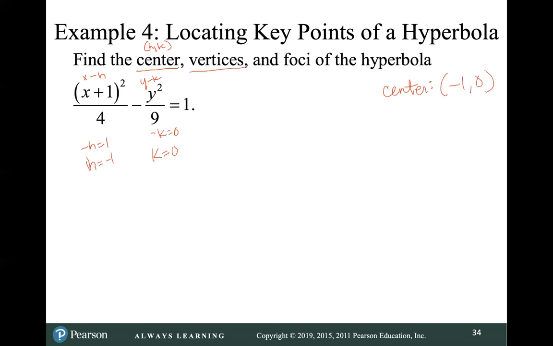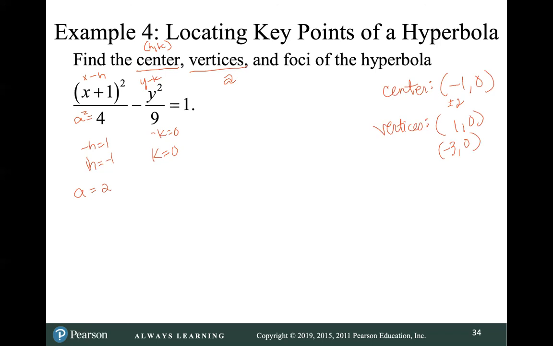Vertices, that comes from A. A squared is 4, then A is 2. So if I say this is in the x direction, so for the x, I'm going to do plus or minus 2. Vertices: -1 plus 2 is 1, 0. -1 minus 2 is -3, 0.